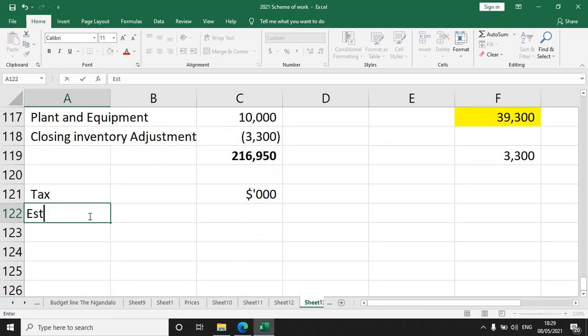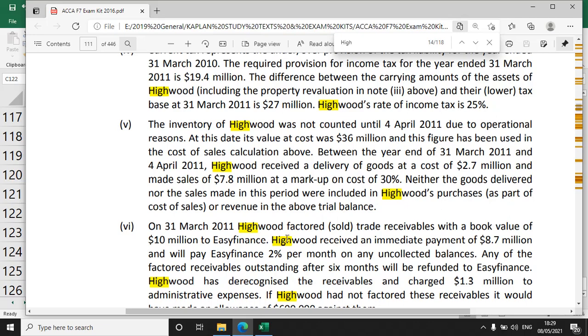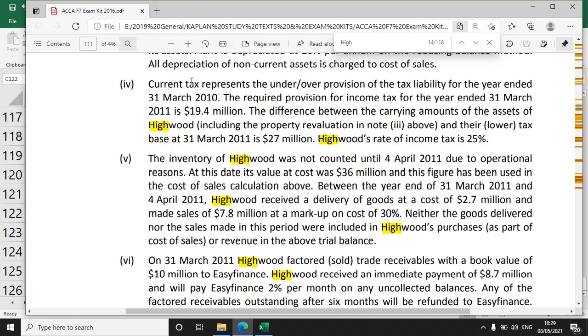So what you do, you have to handle the estimate, bring in the estimate, and bring in the over provision. I think I saw an over provision. Tax on the credit side of the trial balance is an over provision, and then check for movement in deferred tax. We are going to go to the note very soon, but let's start there. We are told that Highwood, in Note 4, current tax represents the under or over provision for the year.